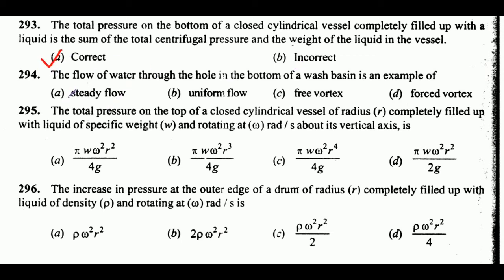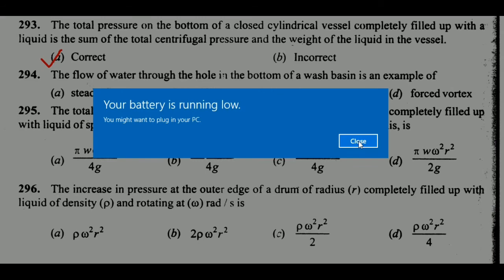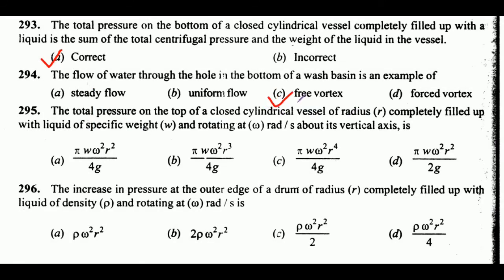Next is, the flow of water through the hole in the bottom of a wash basin is an example of. Here friends, these are the options and here the correct answer is option C, that is free vortex.